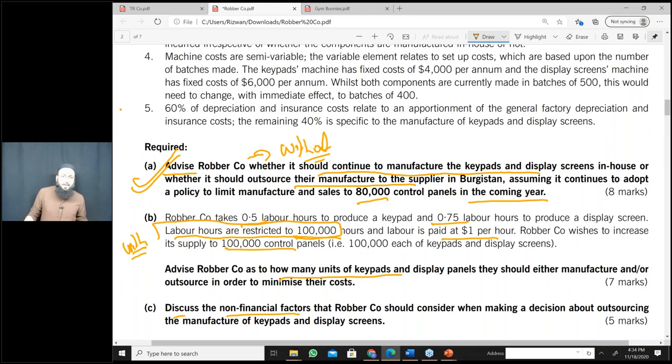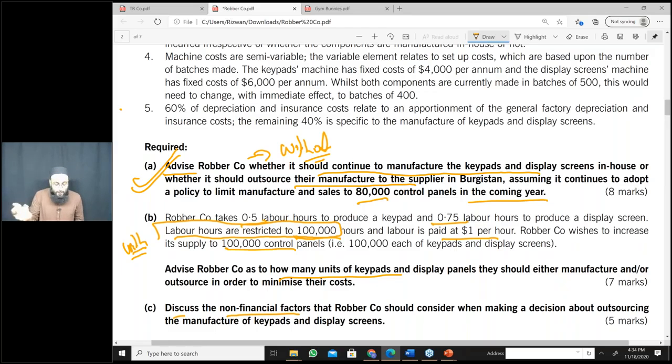Sales is a limiting factor in all the cases, but for our calculation purpose, we look at the resources. Okay, so I hope this is clear to the student who is asking me question regarding this. So we look at the resources here. Okay. So part A is without because there is no restriction of labor hours, and part B is with.